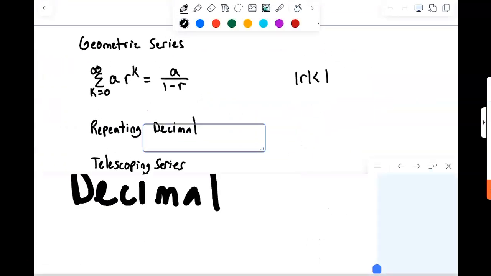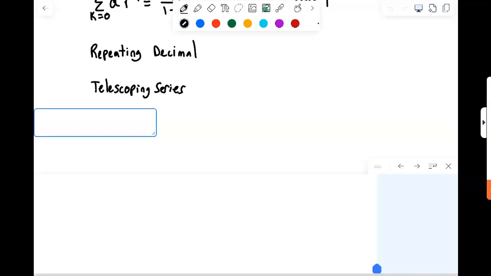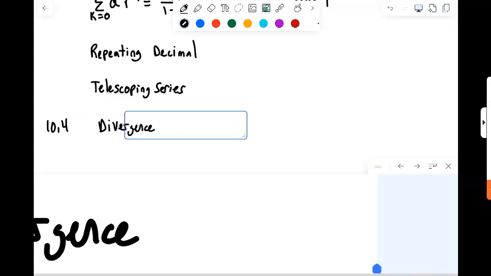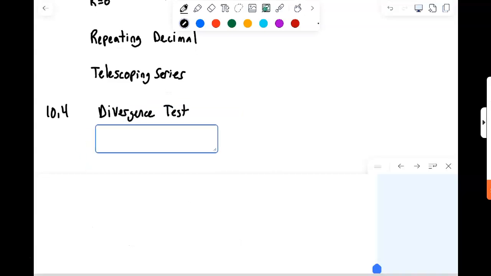Okay, and then after that we had 10.4, and in 10.4 we had two main things that we talked about, which is the divergence test, which basically says that if the limit of the underlying sequence doesn't go to 0, it diverges. If the underlying sequence goes to 0, the divergence test is inconclusive. And then we had the integral test.